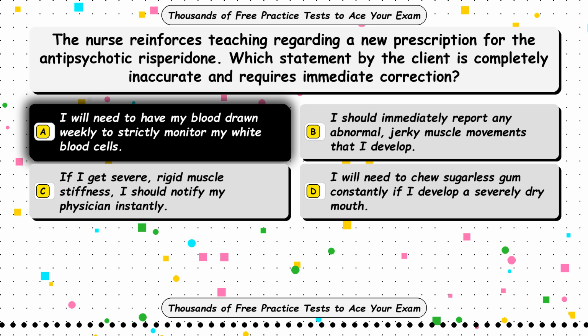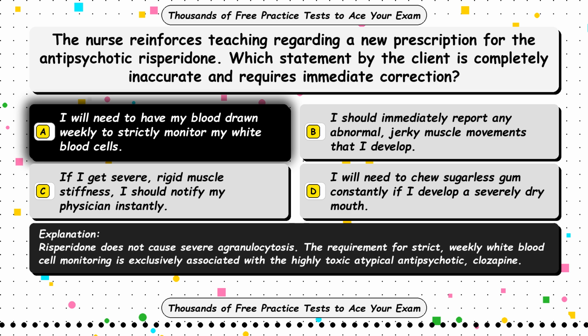The correct answer is option A, I will need to have my blood drawn weekly to strictly monitor my white blood cells. Risperidone does not cause severe agranulocytosis. The requirement for strict, weekly white blood cell monitoring is exclusively associated with the highly toxic atypical antipsychotic, clozapine.